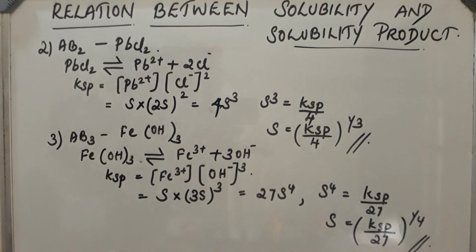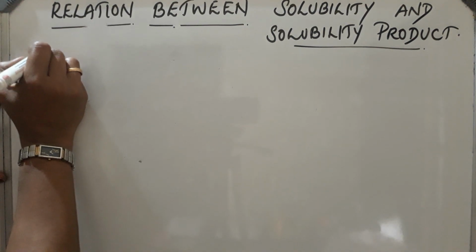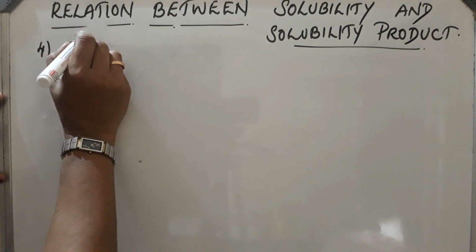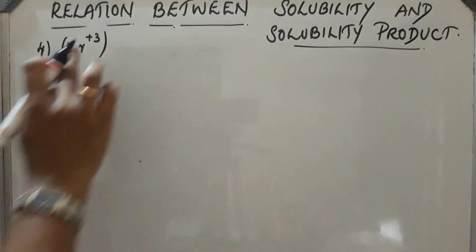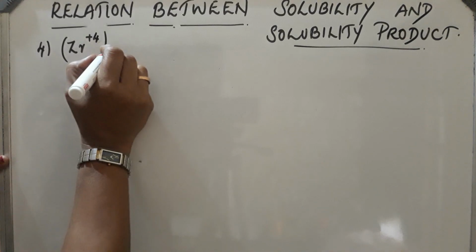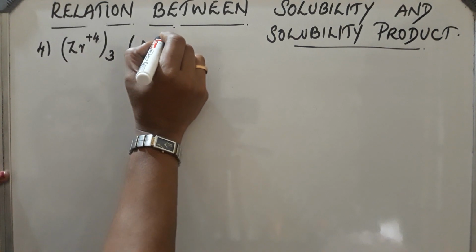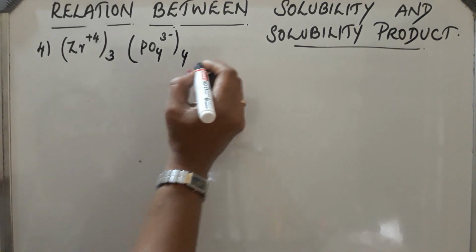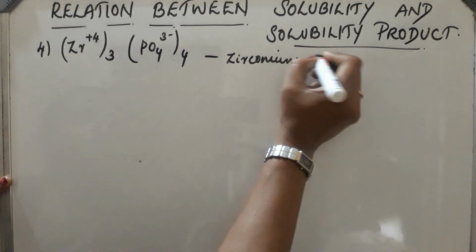Like this there are different types of salt. We can discuss one more example. The fourth one is zirconium phosphate, that is zirconium 4 plus 3 times and phosphate PO4 3 minus 4 times. This is zirconium phosphate.